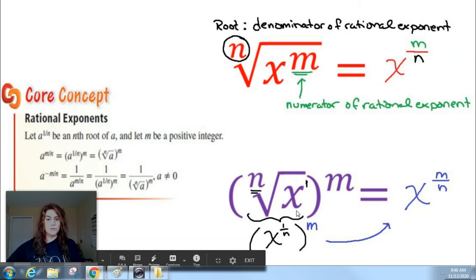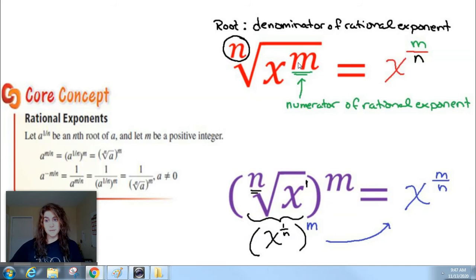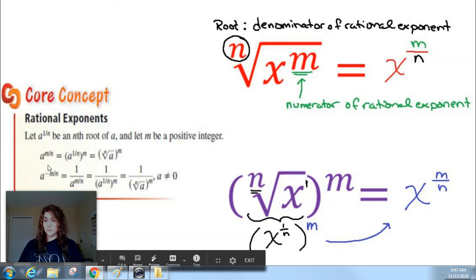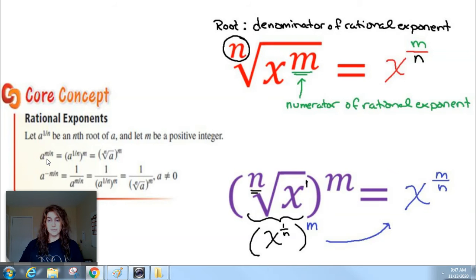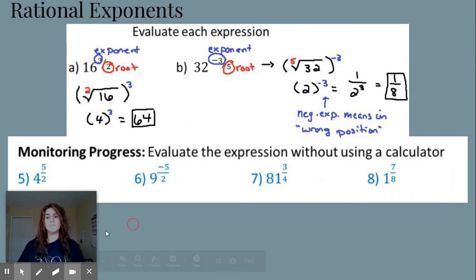Because if I look at this, the n is always going to be your denominator. The index of your root is always your denominator. And then whatever exponent is with it, so in this case x is 1, goes on the outside. And then I can distribute that m in, which creates that m over n, as we see up here. And again, I can go backwards as well. That's what they're showing me in the core concept area.